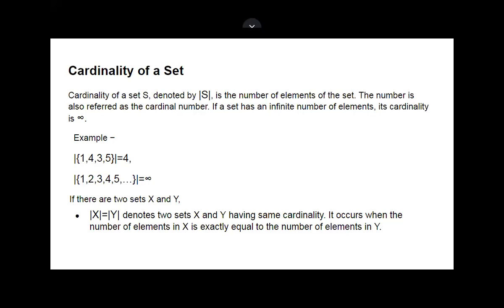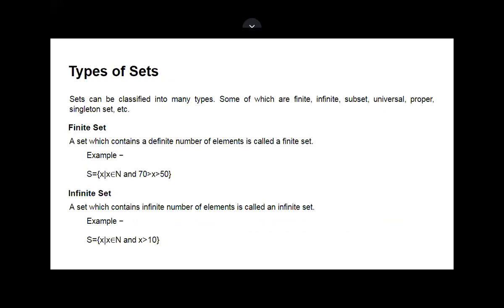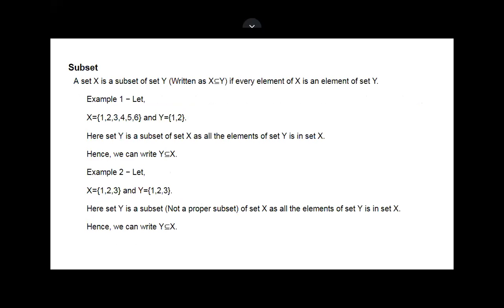Then cardinality of a set is what? It is the number of elements in that set. Then it comes the types of sets, in which the finite set is there, infinite set is there. A set which contains a definite number of elements is called the finite set. And what is the infinite set? If we can't count the number of elements in that set, it is nothing but the infinite set.